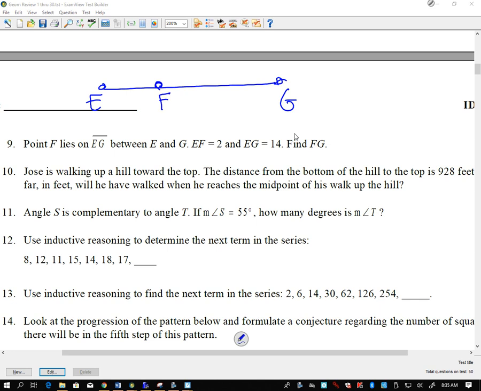So I've got E, F, and G. Does that make sense? Could we draw that if we needed to? EF is 2. EG, this whole length here, is 14. Find FG. All I do is subtract, right? So I should get 12 for my answer.